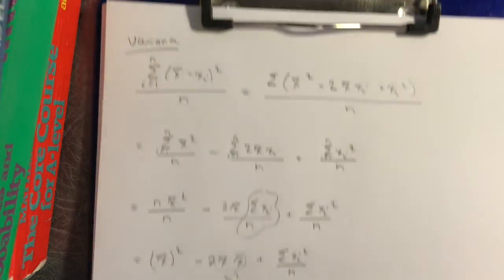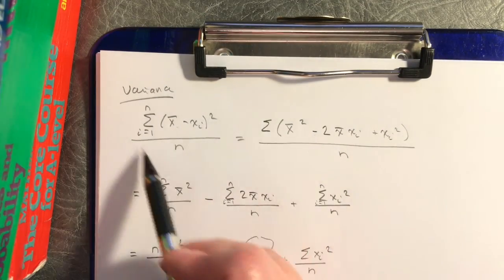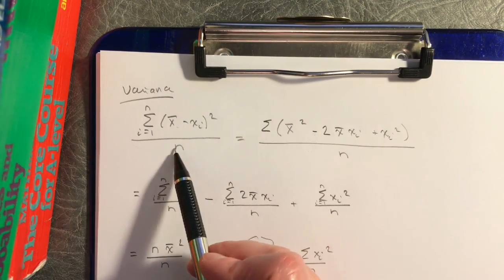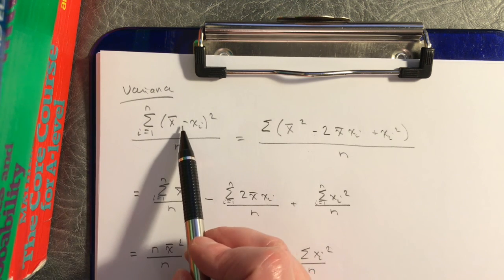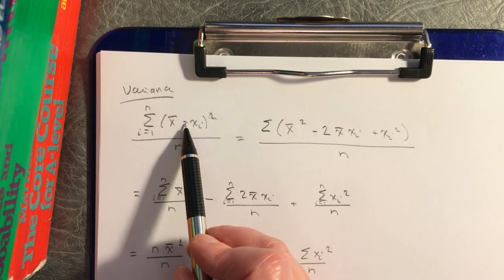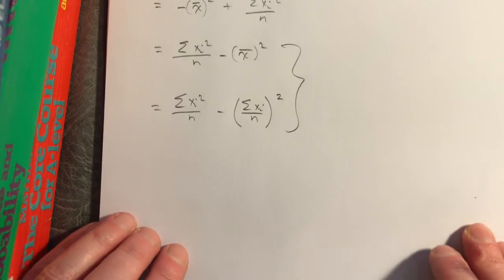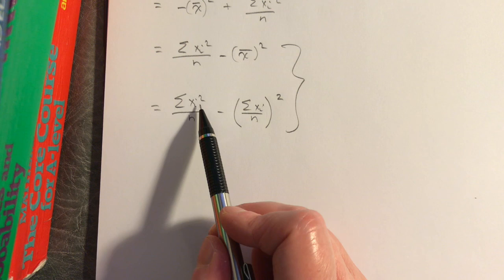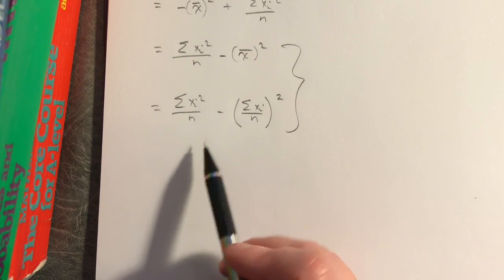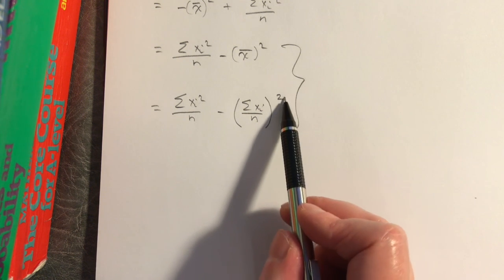So just to recap, that's your definition of variance. It's the average squared distance from the mean. And it is also the mean of the squares minus the square of the mean.